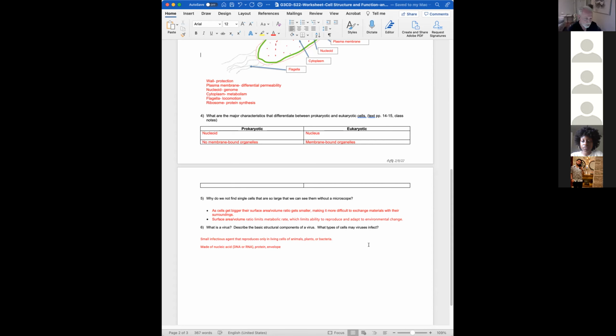What is a virus? It's a small infectious agent that reproduces only in living cells. And what is it made of? Well, nucleic acid for sure. And most of you said it could be either DNA or RNA. And also they always have proteins and perhaps other molecules like lipids in their envelope.